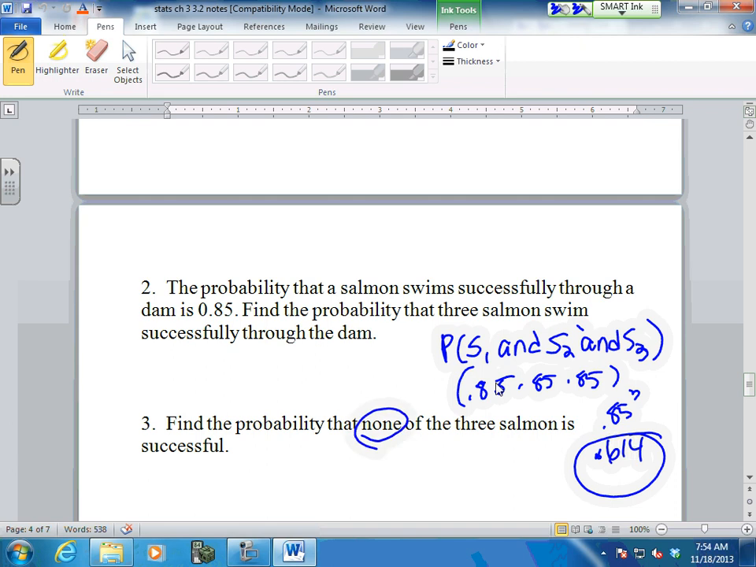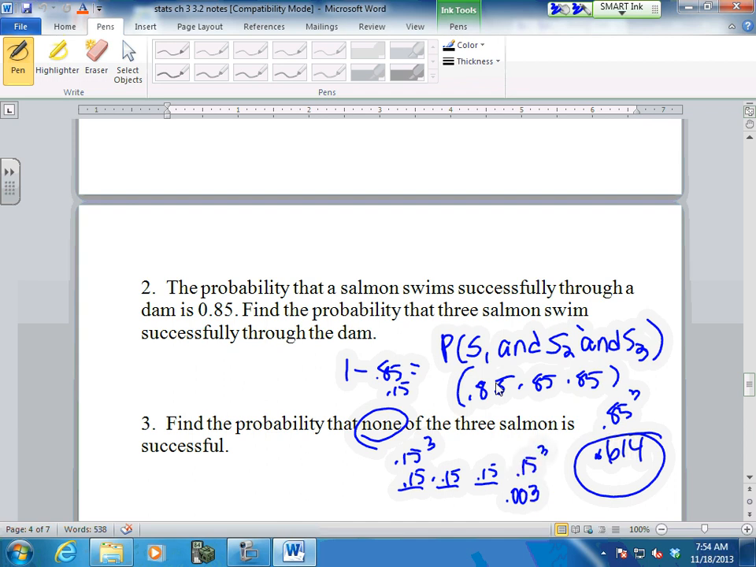I got 3. So how'd you set this up? 0.15 to the third, good. Each one of them has a chance of not making it through as 0.15. This is your complement condition. So again, Lizzie, what'd you get for that? 0.003. Thank you.